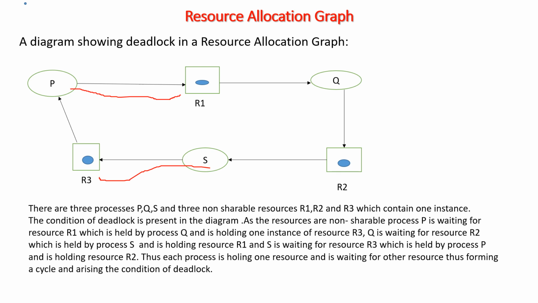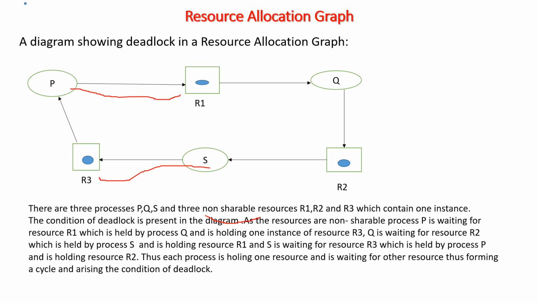So a circular condition, a cycle, is formed. This is the second condition for deadlock. The third is no preemption, meaning no process can forcibly release the resource. And the final condition is that the resources are non-shareable, which means the condition of mutual exclusion is also satisfied. So all four conditions of deadlock are satisfied here, and we can say that this resource allocation graph shows deadlock.